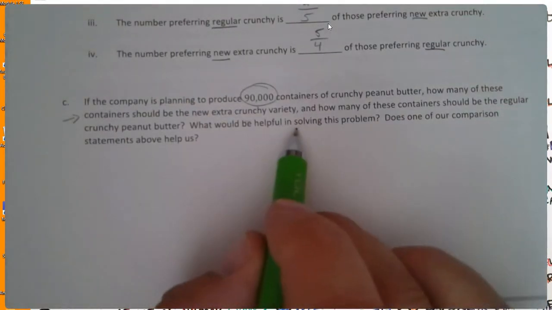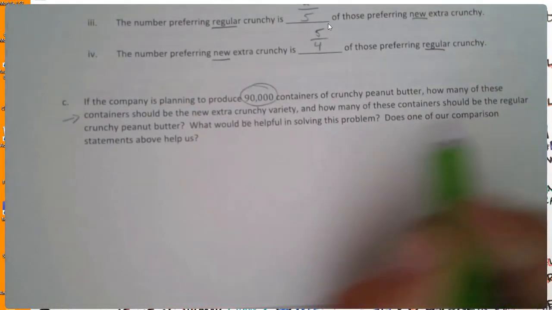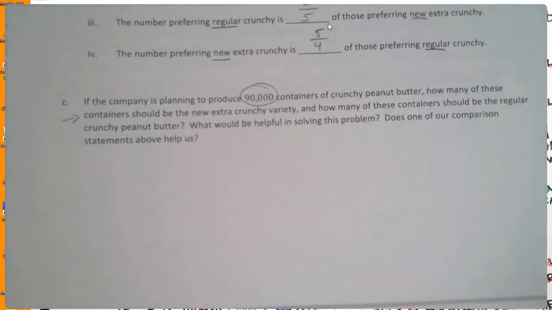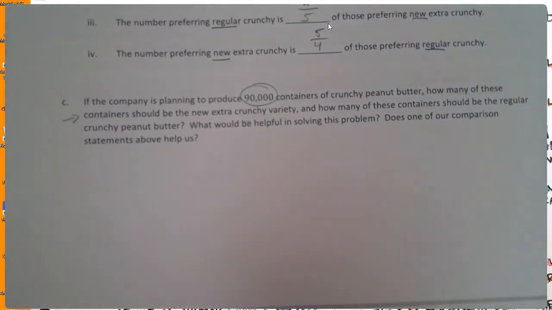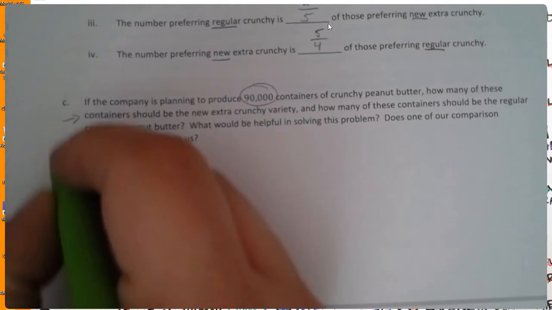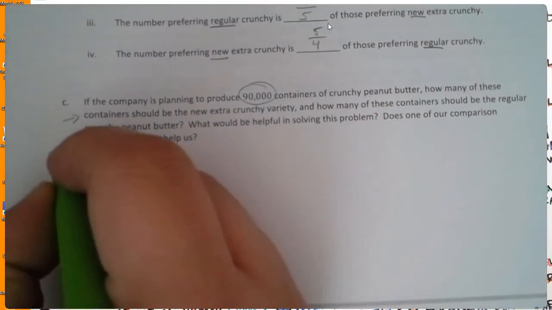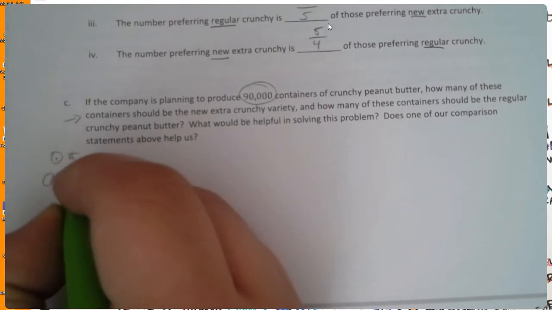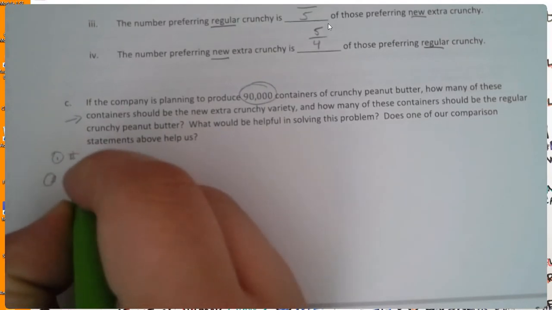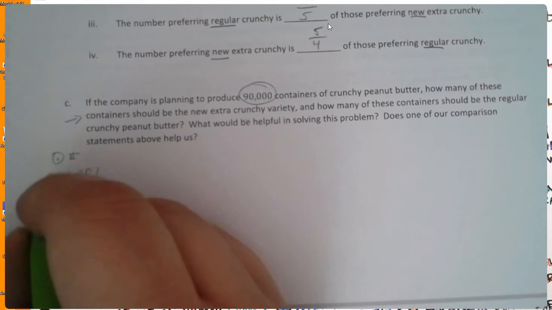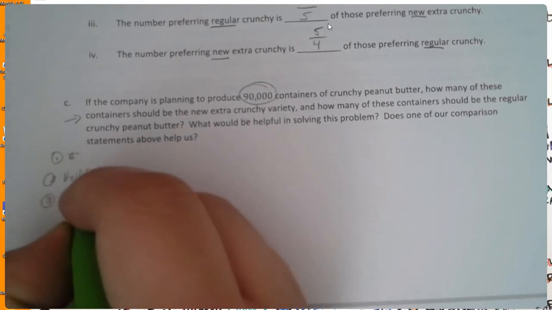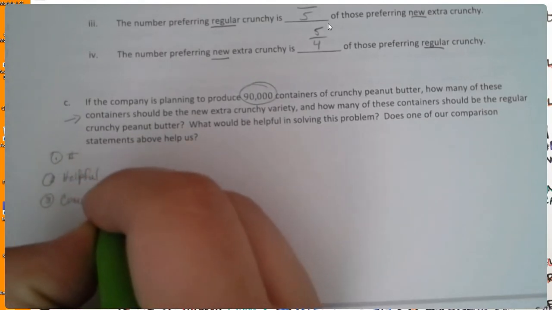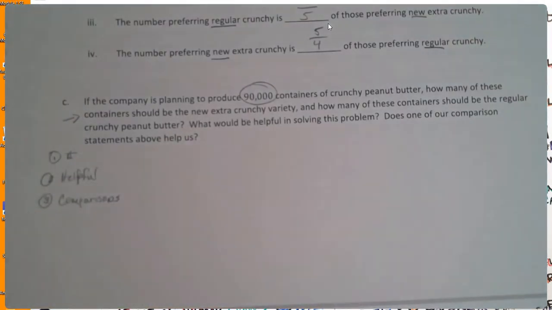What would be helpful in solving this problem, and does one of our comparison statements above help us? Okay, so we're going to go through these pieces bit by bit. So we got 3 questions. Question number 1 is talking about the number. Question number 2 is asking us what would be helpful. And question number 3 is asking us which of our comparisons would be helpful to this. Well, first off, let's ask what's going to be helpful. What would be helpful in solving this problem?